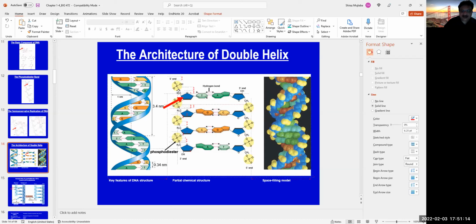And DNA is anti-parallel. So DNA is a parallel molecule, but they are called anti-parallel because one of the strands runs from 5 prime to 3 prime, and the other strand runs from 3 prime to 5 prime. So where does this 3 prime and 5 prime come from? This 3 prime and 5 prime comes from the sugar molecule, right? Okay.